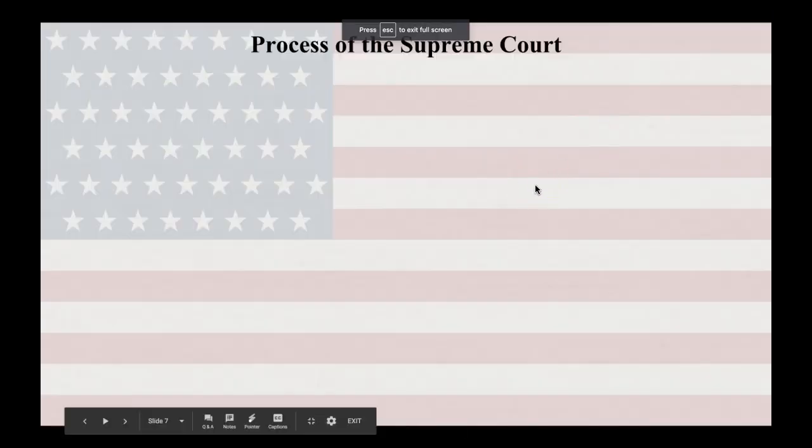Okay, so we're going to finish up our lecture on the federal court system, and we're going to talk about the process that the Supreme Court goes through in order to hear cases. The process begins with what is known as the writ of certiorari. And this is an agreement of the court to review a case.